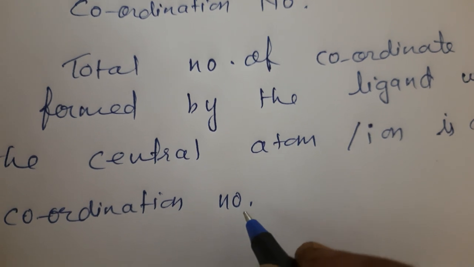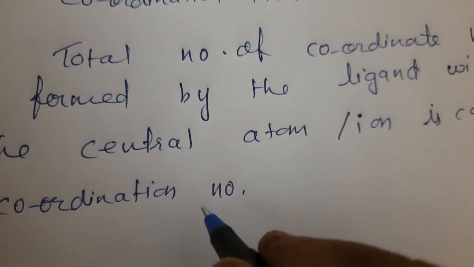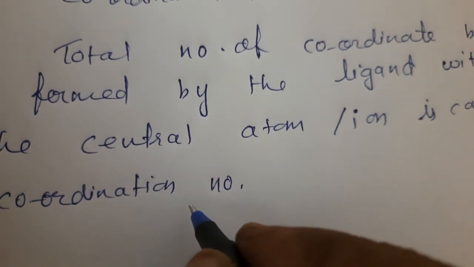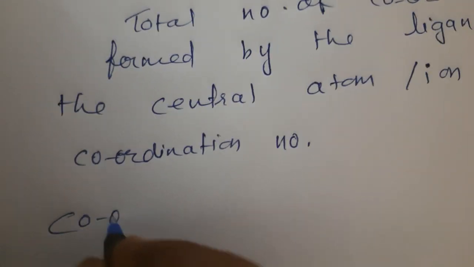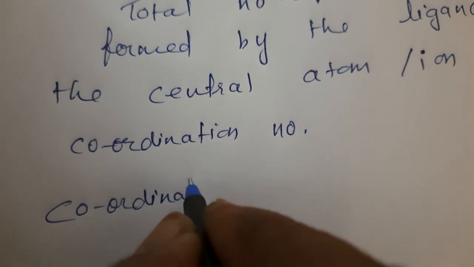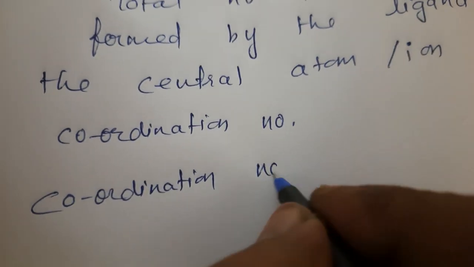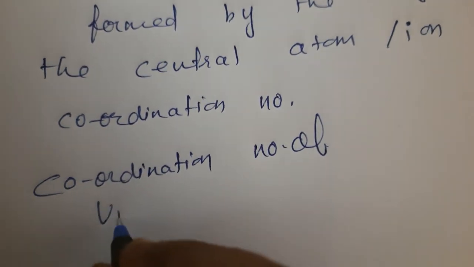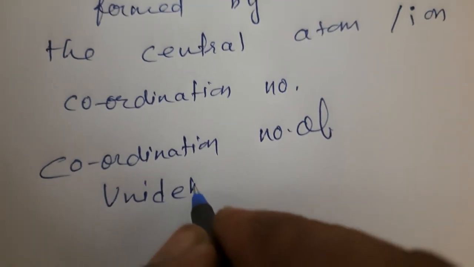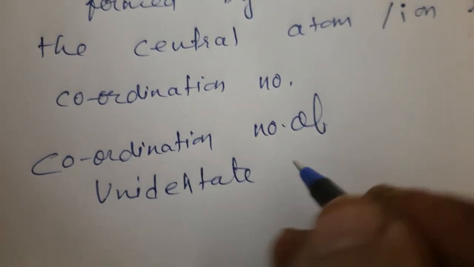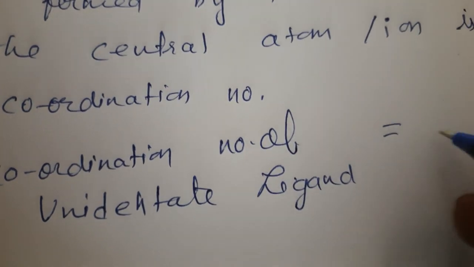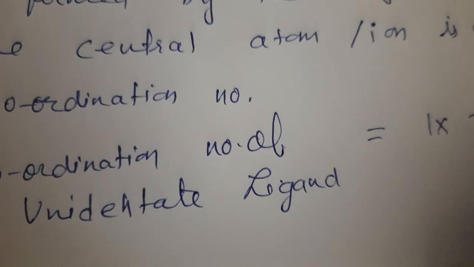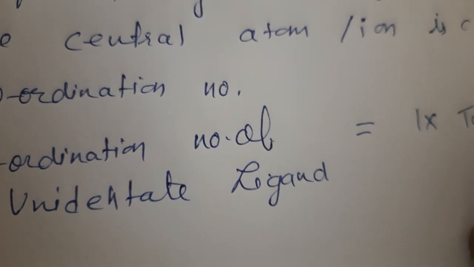Right, beta? So if it is a unidentate ligand, then 1 into total number of unidentate ligands. So coordination number of unidentate ligand is equal to 1 into total number of unidentate ligand.